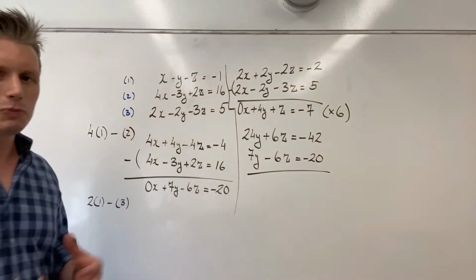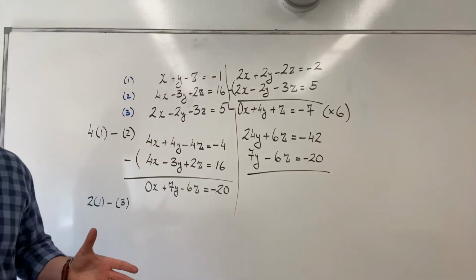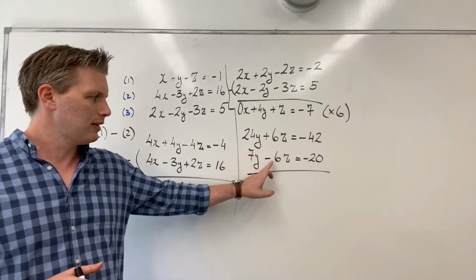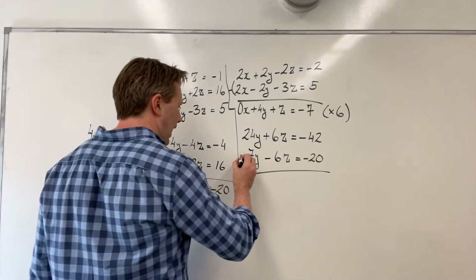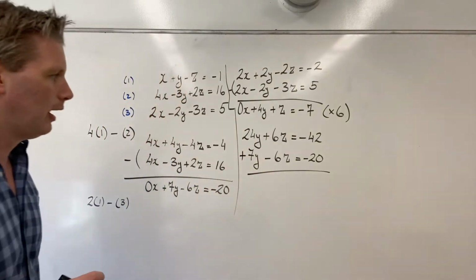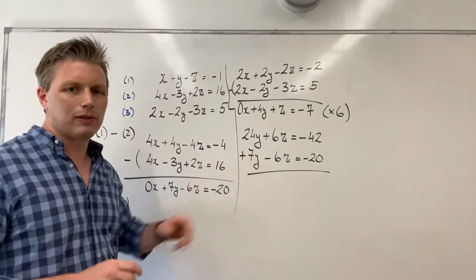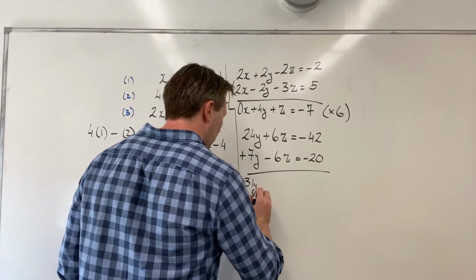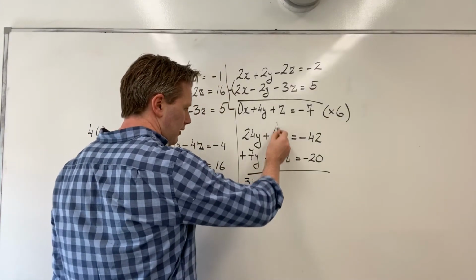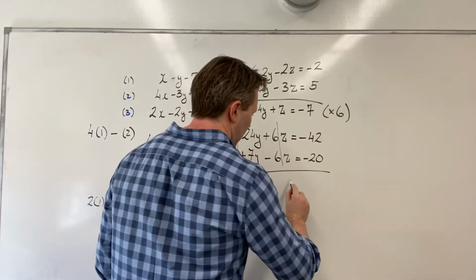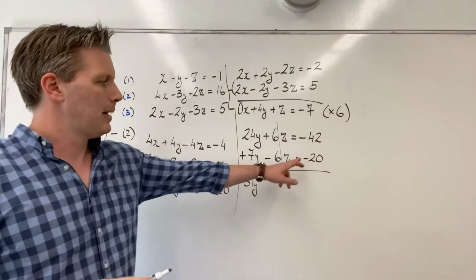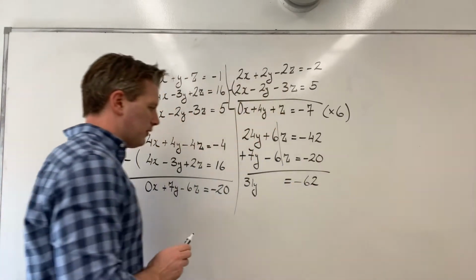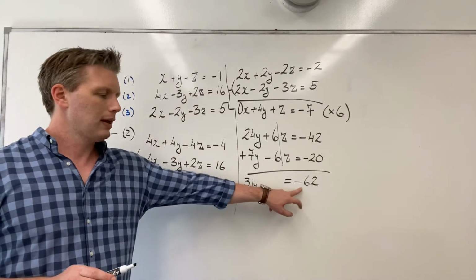And rather than subtract them, as I've done previously in order to get one of the variables to cancel, I will add them, because I have here a 6z and here a negative 6z. So if I simply add these two equations together, I should get the result I want. 24y plus 7y is 31y. 6z plus negative 6z will cancel. And minus 42 minus 20, if I'm not mistaken, that is minus 62. And so I have that 31y is equal to negative 62.